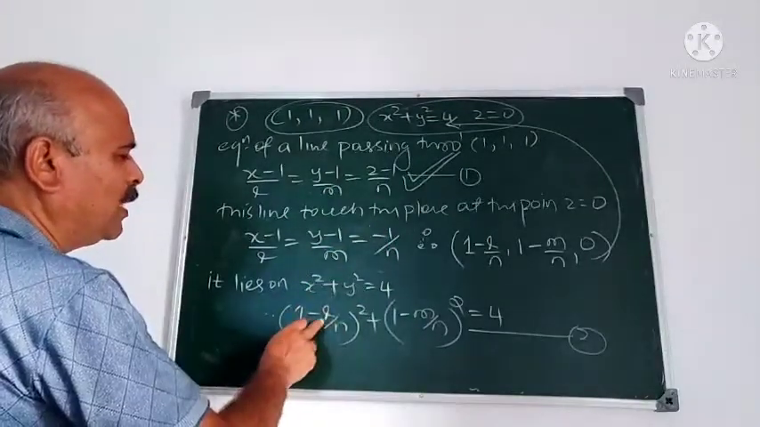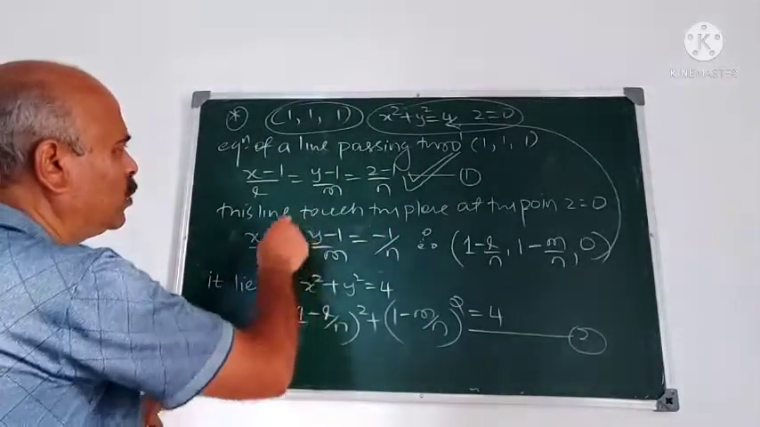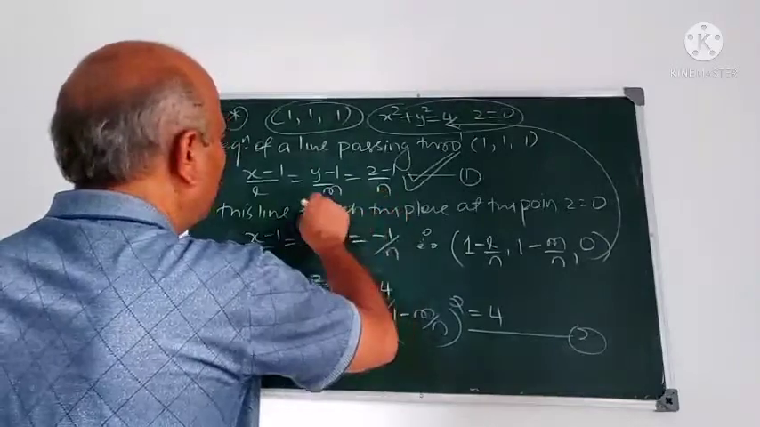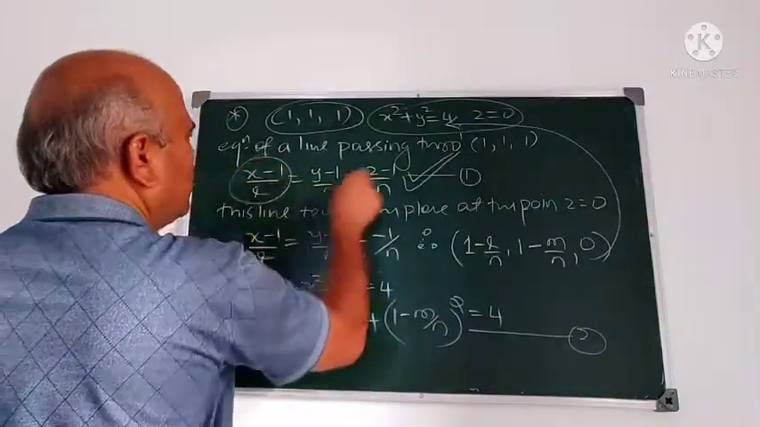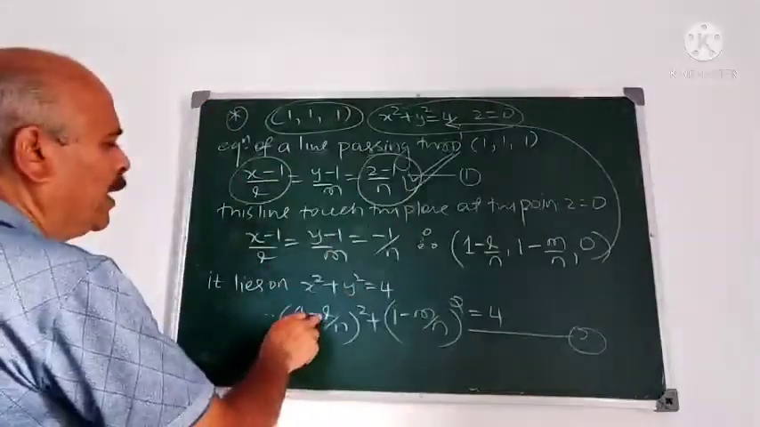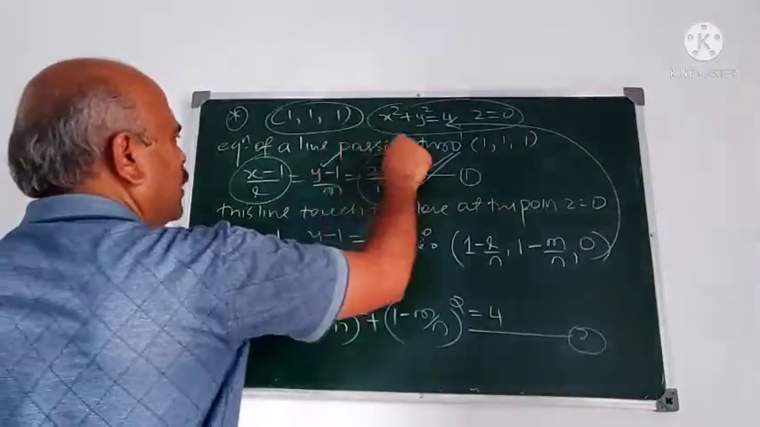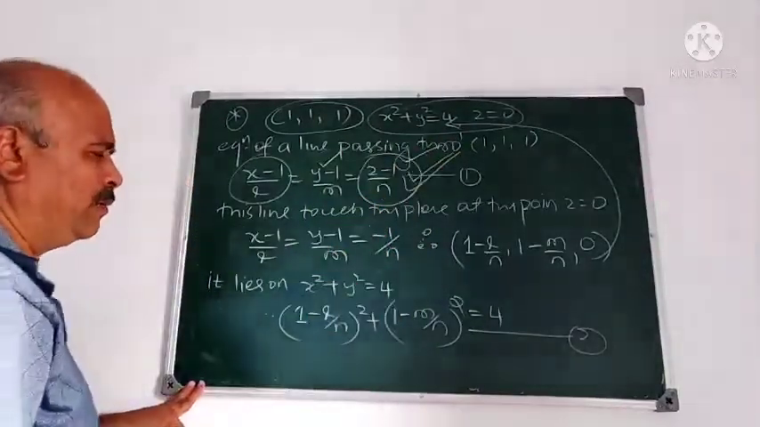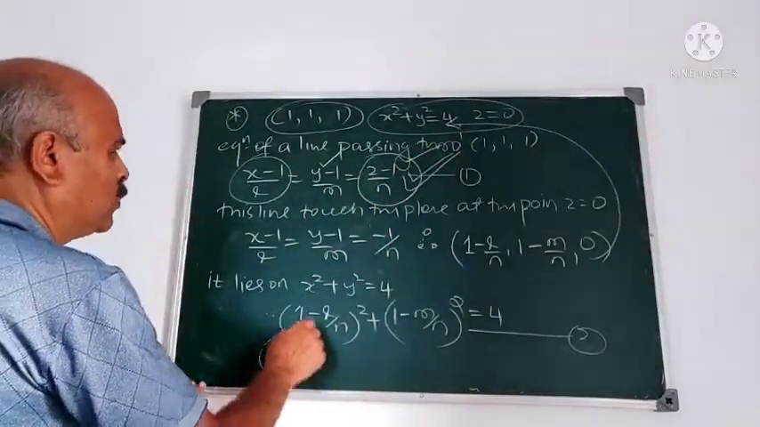Now how do you eliminate l, m, n from 1 and 2? Now see here, from these two we write what is l by n. Then from these two write m by n. Therefore we get 1 minus what is l by n?